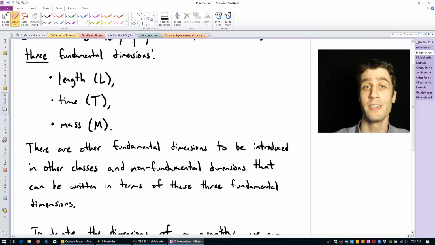So in particular, in the second physics class that you ever take, the course covering electricity and magnetism, you'll introduce either charge or the rate of flow of charge, and that is going to be taken as a new fundamental dimension. But the only ones that you need to know for this class are length, time, and mass. And there are non-fundamental dimensions that can be written in terms of these three fundamental dimensions, and we'll talk about those later in this video.